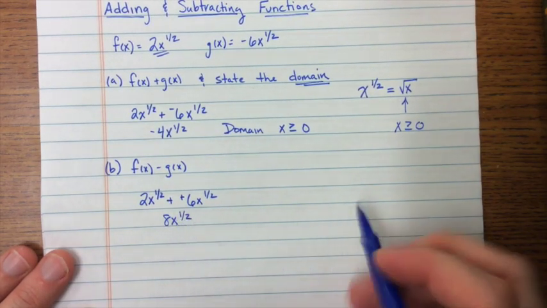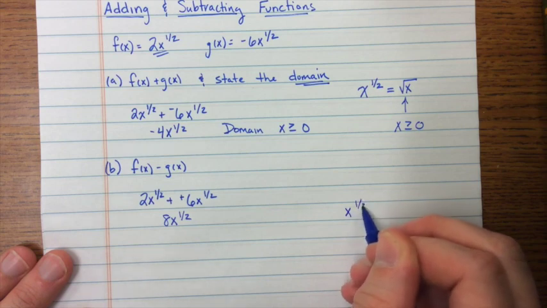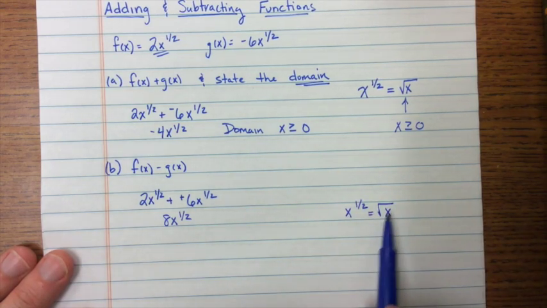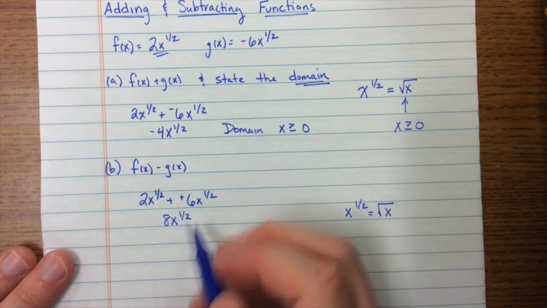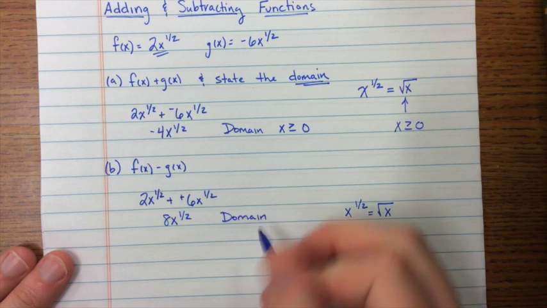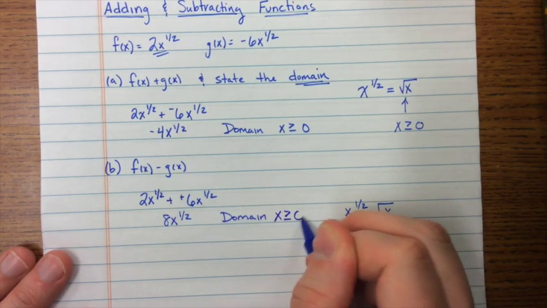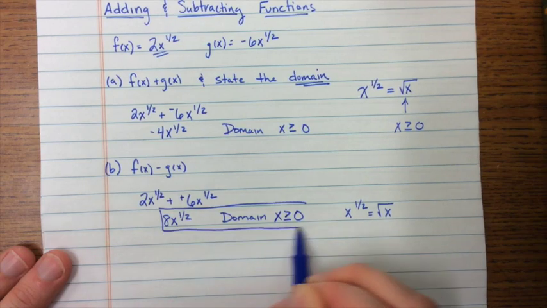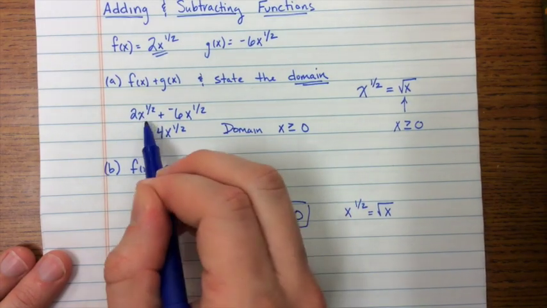Again, remember that x to the 1/2 is the same thing as the square root of x, so we can't substitute any negative numbers for x. And so the domain here, meaning what can we substitute for x? x has to be greater than or equal to 0. And we'll box this up as well.